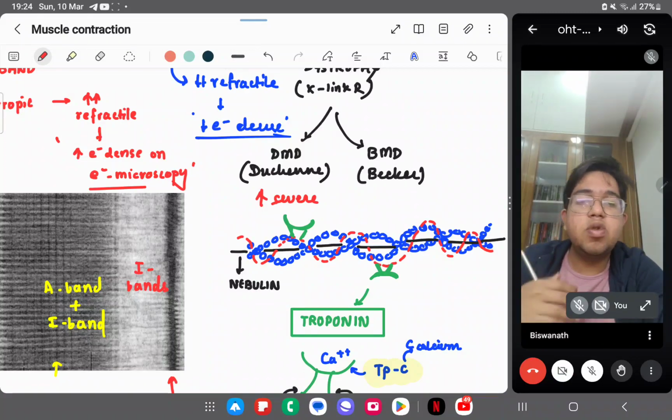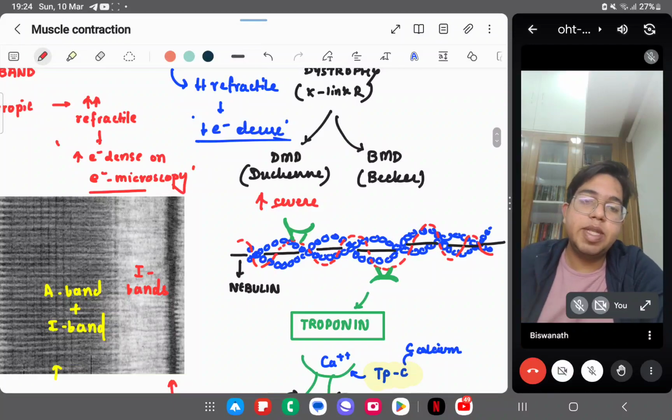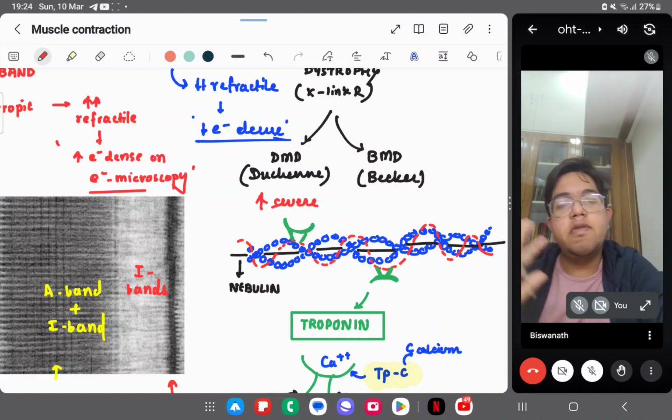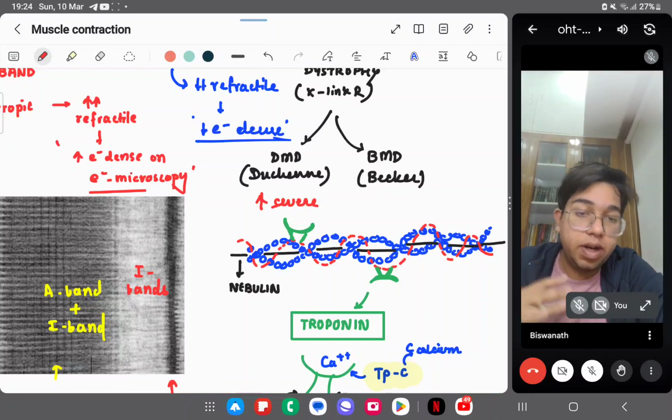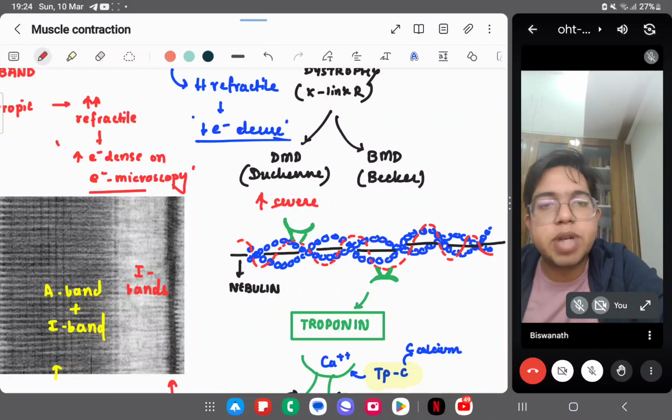Basically, it's due to a missense mutation, where a misfolded protein is formed. We'll discuss the differences and the muscular dystrophies in detail in the future someday. Now it is not of much clinical significance.